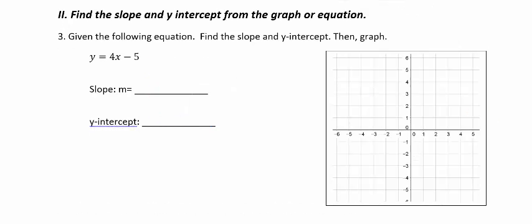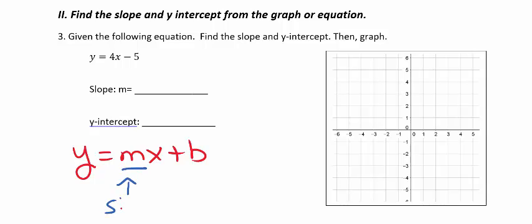In number 3, we're given the following equation, y equals 4x minus 5. We want to find the slope and the y-intercept from this equation and then use them to graph the line. So in the lesson before, we saw that an equation has the form of y equals mx plus b when it's in slope-intercept form. So the number in front of x right here is our slope. Therefore, in our equation, the number in front of x right here, 4, would be our slope.